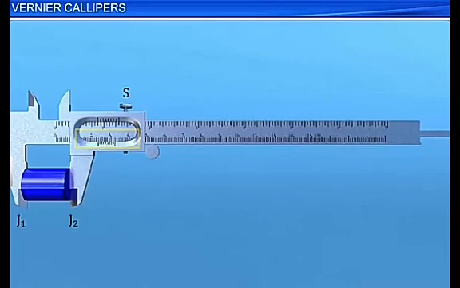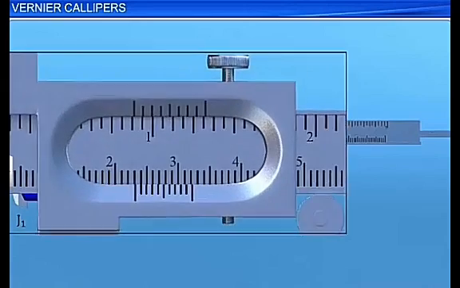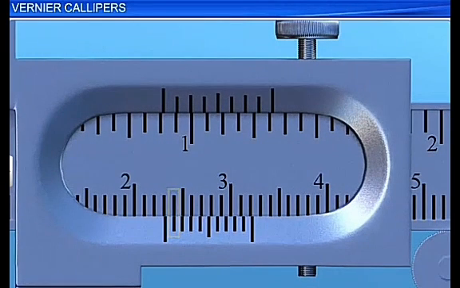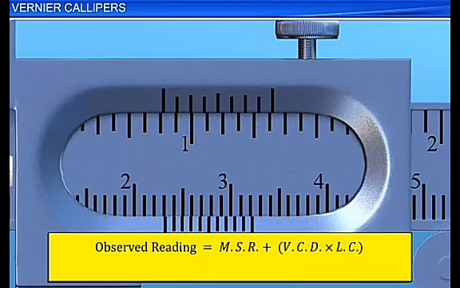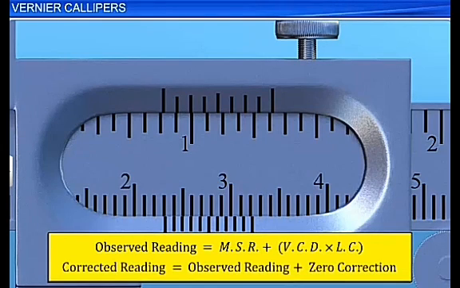Note the reading on the main scale just before the zero of the vernier scale, which gives the main scale reading MSR in centimeter. Note down the division on the vernier scale that coincides with any one of the divisions on the main scale. This gives the vernier coinciding division VCD. Multiply the vernier coinciding division with the least count and convert it into centimeter. The observed reading is equal to main scale reading plus vernier coinciding division into least count. The corrected reading is equal to observed reading plus zero correction.